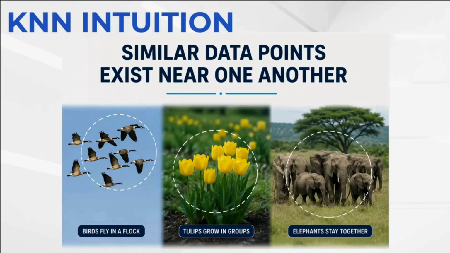KNN is one of the easiest machine learning algorithms to learn and understand. Instead of building a complex mathematical model, it simply looks at the nearest points and lets them decide the prediction.